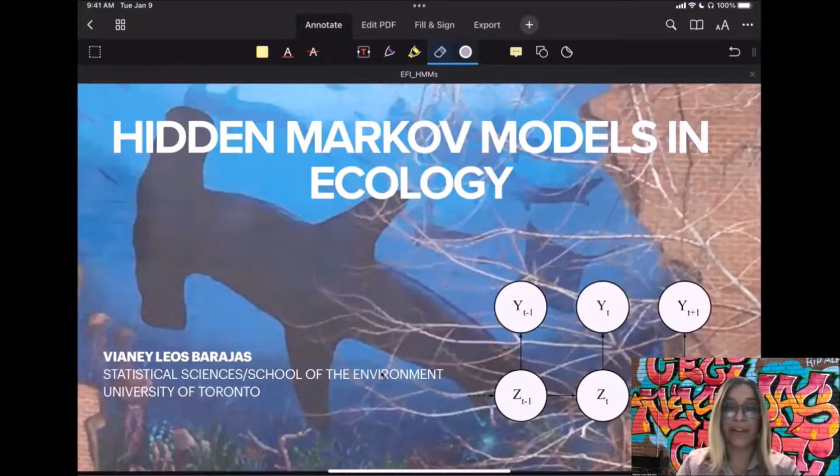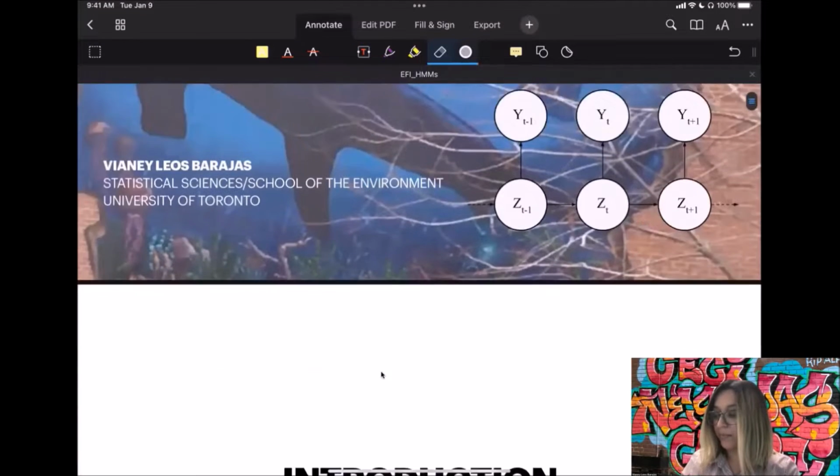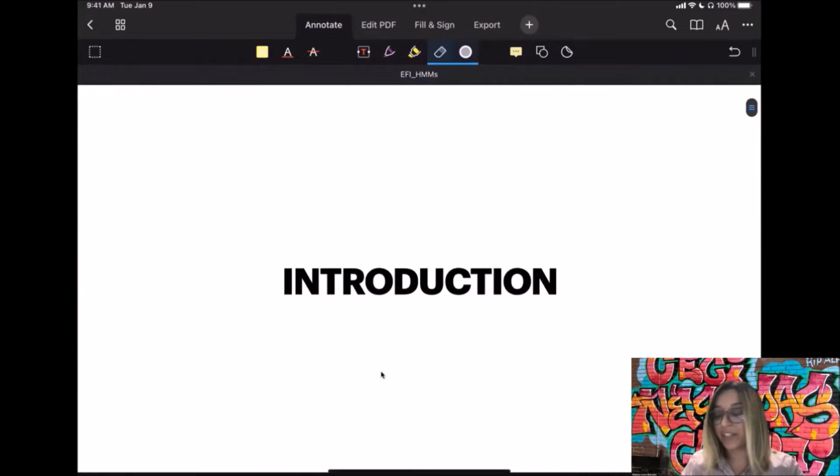Today, I'll be talking generally about hidden Markov models in ecology, the different applications, and some of the foundations and fundamentals of what a hidden Markov model actually is. So we'll start off with a brief introduction.